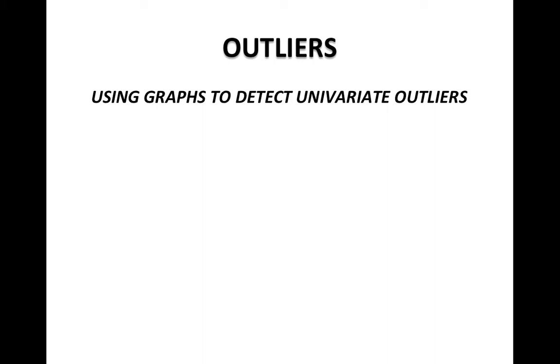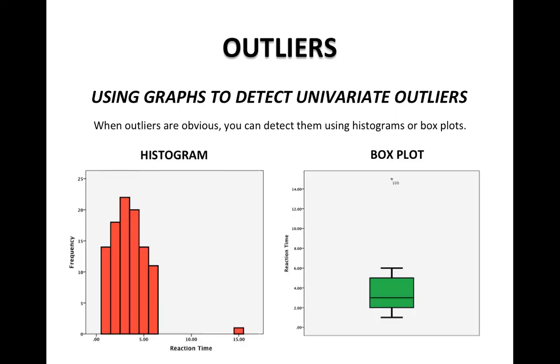Well, we can use graphs. Like I mentioned before, you can use histograms or box plots. As you can see here in the histogram, we have the distribution of scores, and then we have this one score here that looks clearly different than the rest. And in the box plot as well, we have the rest of the scores, and we have this observation here. So in both cases, it's pretty obvious that we have one observation that's very different than the rest.